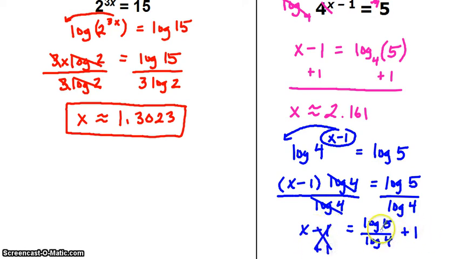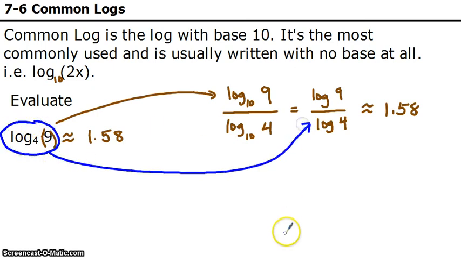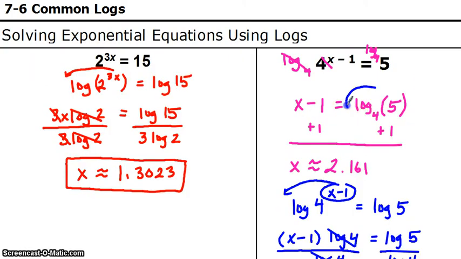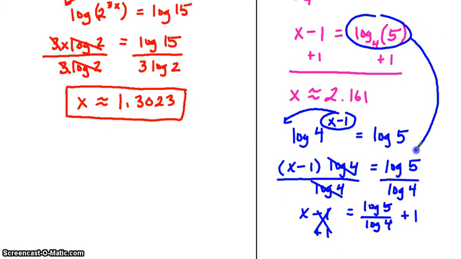Okay, then we can type this into the calculator and see what we get. Now I want to bring your attention to something. Over here it was log base 4 of 5 plus 1. Here it's log 5 over log 4 plus 1. Okay, remember what we did on the first page. The change of base formula. Log base 4 of 9 became log of 9 over log of 4. That's the same exact thing that's happening here. Log base 4 of 5 becomes log of 5 over log of 4. So it's going to give us the same answer either way that we do it.